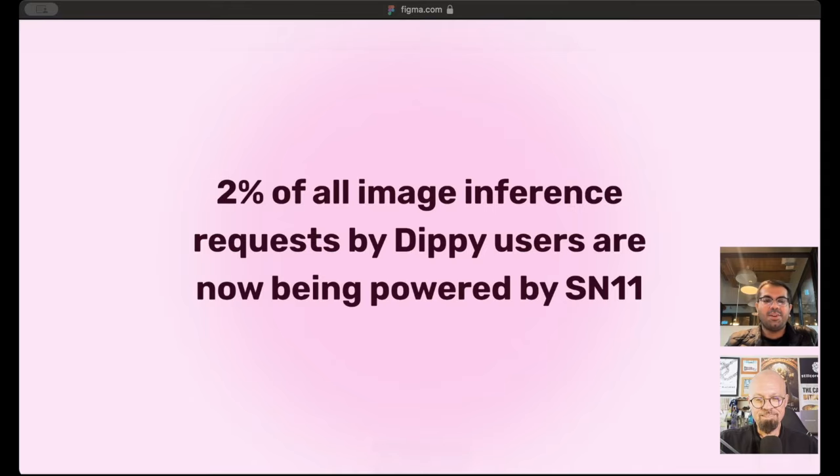Recently, we scaled up the image inference for Dippy to be powered through SN11. This number is a bit outdated now. We scaled this to 5% as of yesterday. And so 5% of all image inference requests by Dippy users are now being powered by SN11. The plan is to take this to 100% over the coming weeks. And the reason is what we described. We want to create trust that this is working, this is real. You can generate images really quickly at incredibly low costs through SN11.